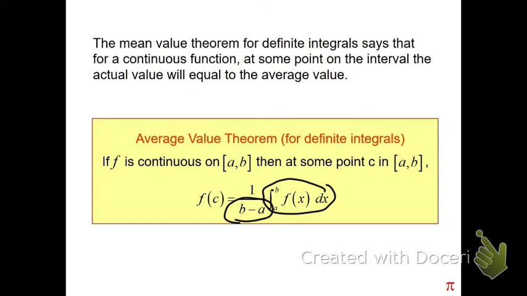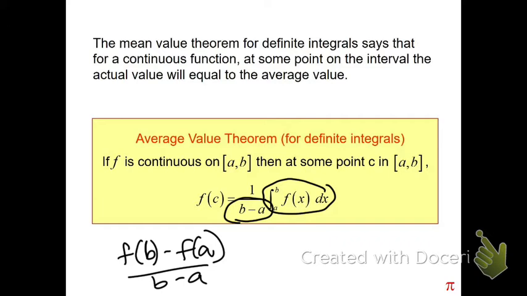Just be careful not to confuse it with average rate of change. Remember, average rate of change is your algebra 1 slope, f of b minus f of a all over b minus a. So don't confuse it with an estimated derivative. This is finding the average of something that they give you an equation for. So that's the average value theorem.